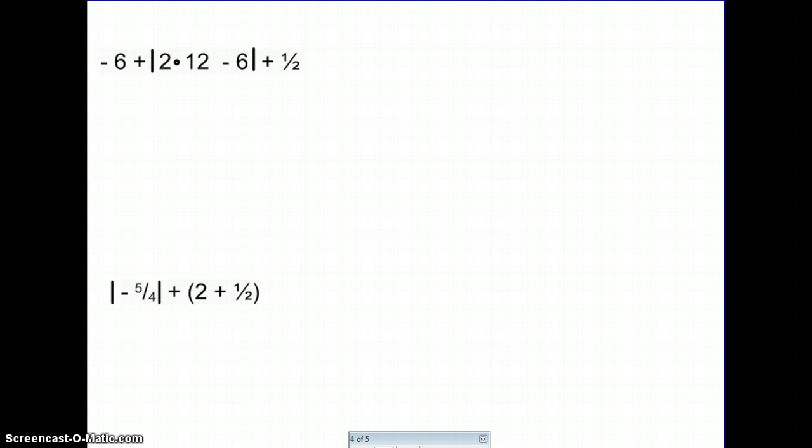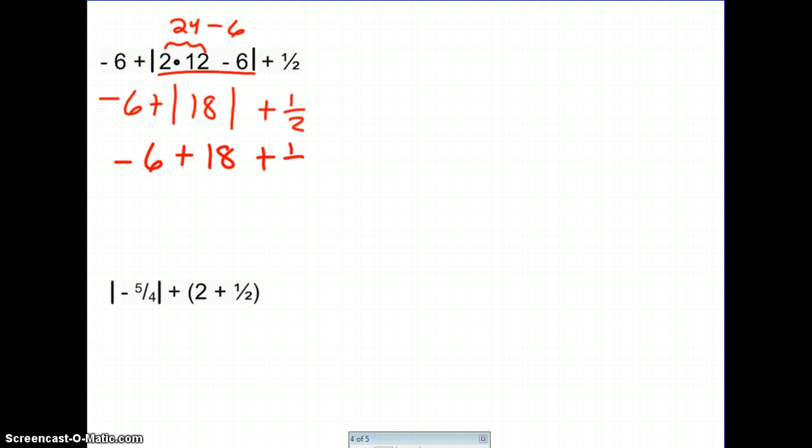Here we're just throwing a few negative fractions at us. I'm sure we can handle them, but want to take a look at those. Again, I need to remember to work and simplify within the brackets first, keeping everything that's outside of the brackets. We can leave those alone. So 2 times 12 is 24. 24 minus 6. I'm looking at the absolute value of 18. I have -6 plus 18 plus a half. -6 plus 18 gets us to 12 plus 1/2. And our final answer in this is 12 1/2.